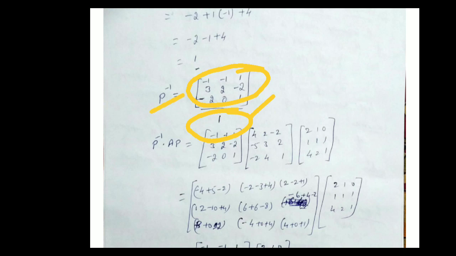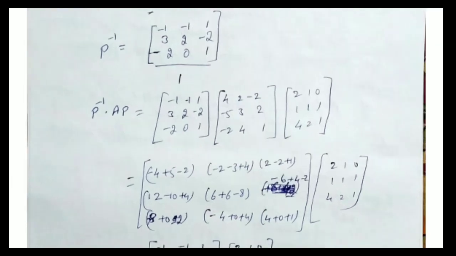Now, as I said earlier, the matrix A has to be diagonalized. We are going to assume the matrix A. In this example, we have taken 4 2 minus 2, minus 5 3 2, minus 2 4 1 as the matrix A. This matrix A has to be diagonalized. To perform the diagonalization, first we multiply P inverse with A, and then whatever result is obtained will be multiplied with P.